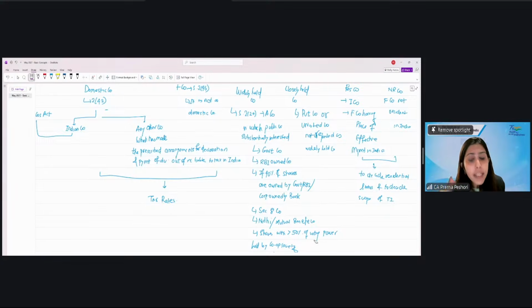So for the foreign company, the tax rate is 35%. So a resident company does not become the domestic company. Are we clear? Okay. So this is about the companies. Okay. Are we clear about this?